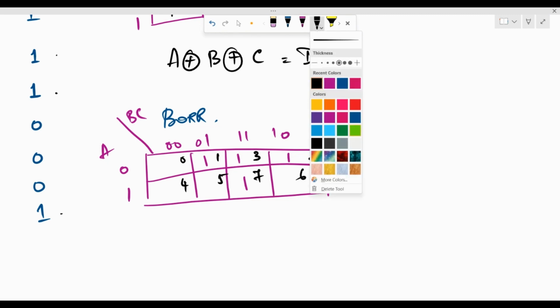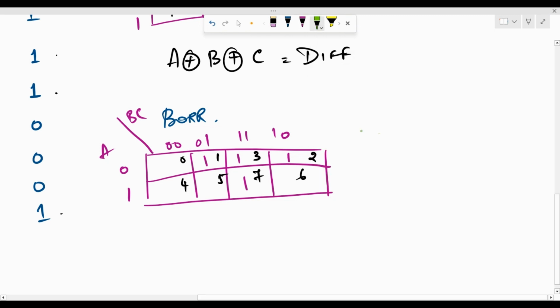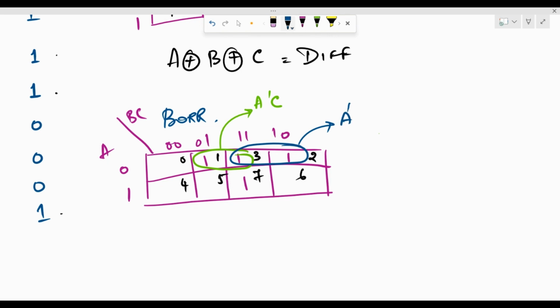Now let me try and group it. So here we are only going to get pairs of adjacent ones. So this is the first group, and the expression for this: if you analyze the row, A dash is common to both the minterms, and if you analyze the columns, C is common to both the minterms because it is 1, 1 for both. So I'll put C over here. The second group is going to be this pair, and the expression for this is again A dash from the row, and if you look at the column, it's going to be B.